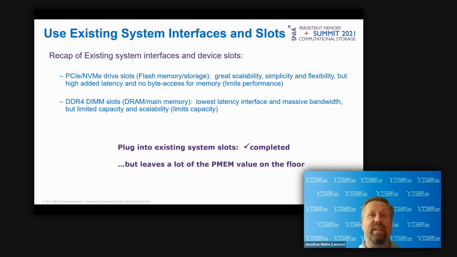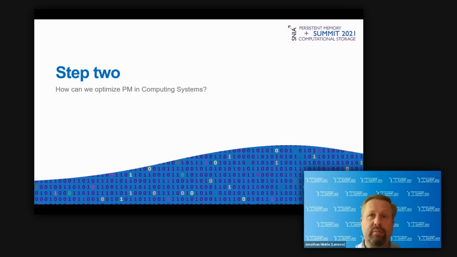So we've actually completed this. This is done. We've plugged into existing system slots. Persistent memory is already there. But unfortunately, it leaves a lot of the persistent memory value on the floor. So there's a lot more of the value of persistent memory to be unlocked. So that's where we can go to our next step. How can we optimize persistent memory in computing systems?